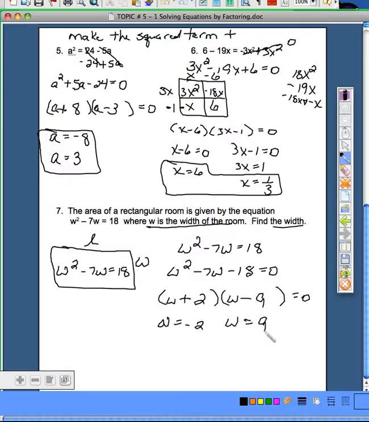Now in these type of word problems you have to watch because sometimes you have an extraneous factor, a factor that can't be. And we can't measure a room and get a negative number. So this one we won't write as an answer because that's an extra solution. It is a solution to the quadratic, but it's not a valid solution for this particular application problem. So my answer is just the w equals 9 because when I measure, I'm going to have a positive number.